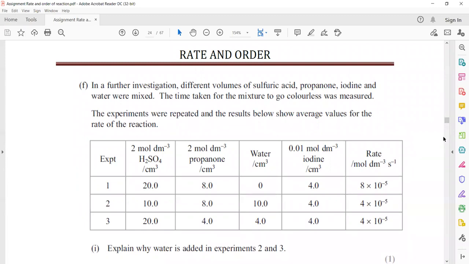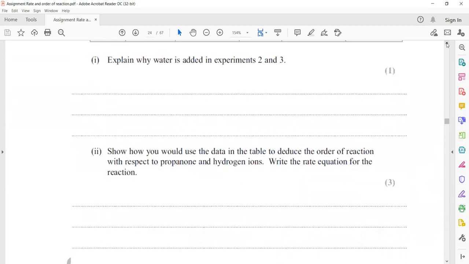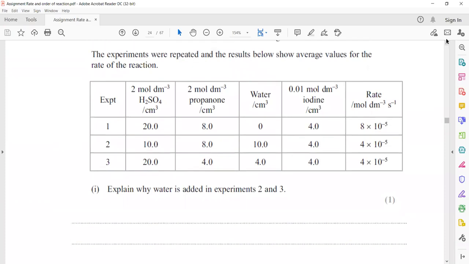In part F, in a further investigation, different volumes of sulfuric acid, propanol and iodine were mixed together, and the time taken for the mixture to go colorless was measured. The experiment was repeated. Results are shown, as you can see. Basically, we are keeping the concentration the same and changing the volume. So when we change the volume, the concentration also changes in the solution.